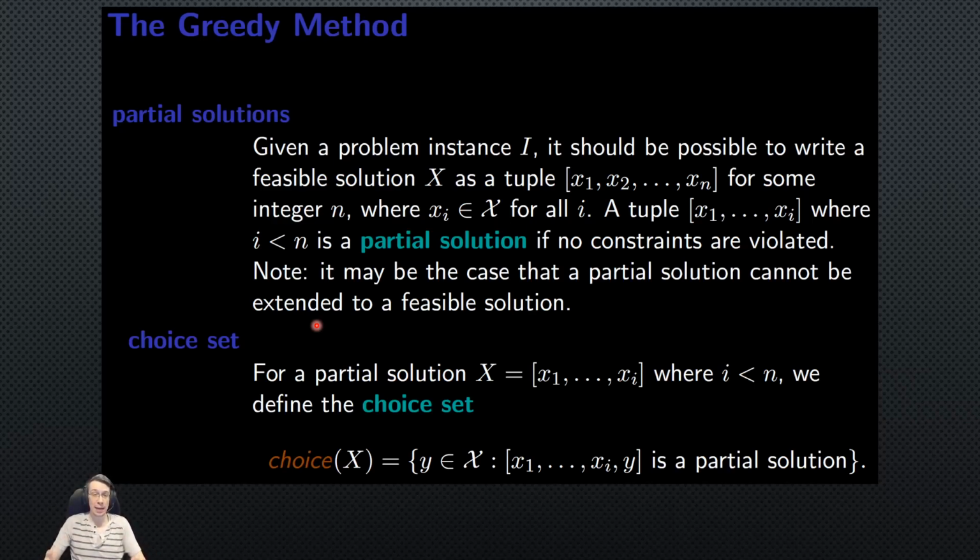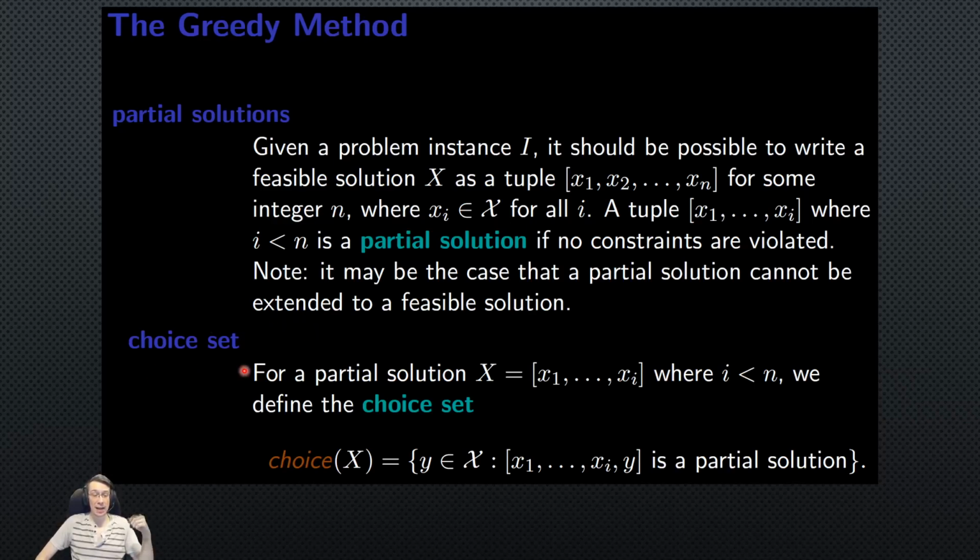Then you wouldn't be able to extend a partial solution into a feasible solution. But we would like to be able to talk about partial solutions that can be extended into feasible solutions, because that's going to be the rough structure of a greedy algorithm. We're going to build partial solutions into bigger partial solutions, eventually into a full feasible solution, and then make a sophisticated argument that it's not only feasible but optimal. So we'll talk more about that.